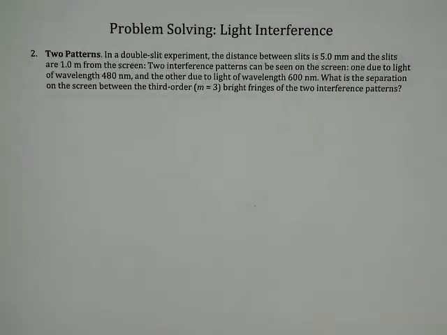Second problem says in a double slit experiment, the distance between slits is 5 millimeters and the slits are 1 meter from a screen. Two interference patterns can be seen on the screen, one due to light of wavelength 480 nanometers and the other due to light of wavelength 600 nanometers. What is the separation on the screen between the third order bright fringes of the two interference patterns?